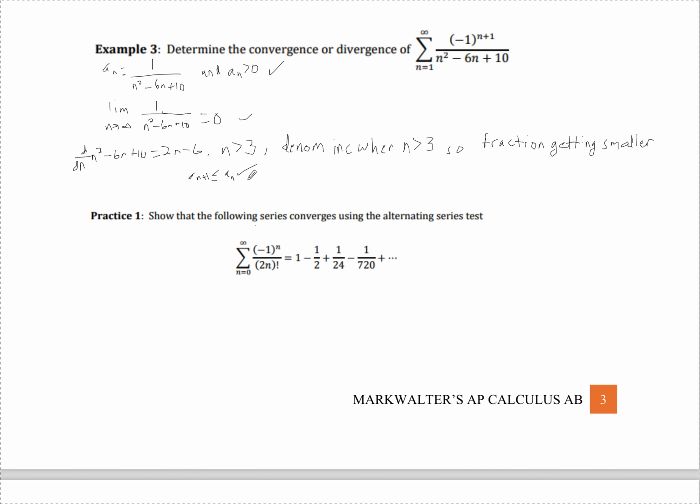If you want to, it's a little time consuming, but you could plug in a sub 1, 2, 3, 4, 5, 6 and prove to yourself that this will eventually start decreasing. But a derivative can help speed that process up. So we've now proved everything. That is going to be true when n is greater than 3. So it eventually decreases, which is all we want to show. And then you can say, therefore, my series n equals 1 to infinity of whatever, and you copy that down there, converges by the alternating series test.